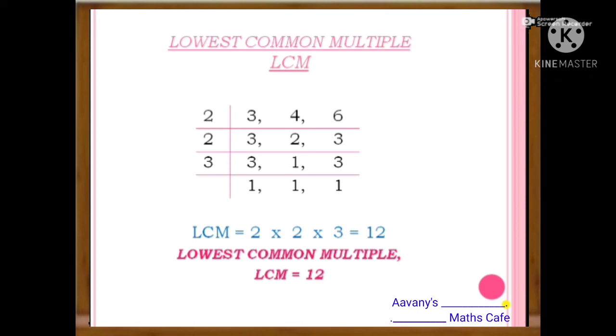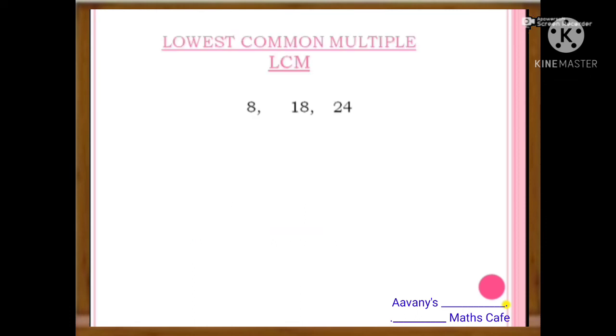So let's go for one more example so that it will be a little more clear for you. So we can see 8, 18 and 24. Here all the numbers are even numbers, so we can divide easily by the number 2. So we'll get 4, 9 and 12. Here 9 is an odd number, so we cannot divide it by 2. But 4 and 12 are even numbers, so we can divide by 2. So let's go with the 2 itself. So we'll get 2, 9 and 6.